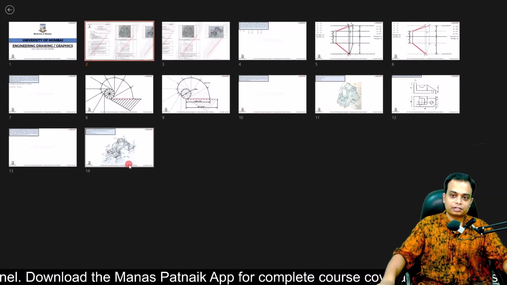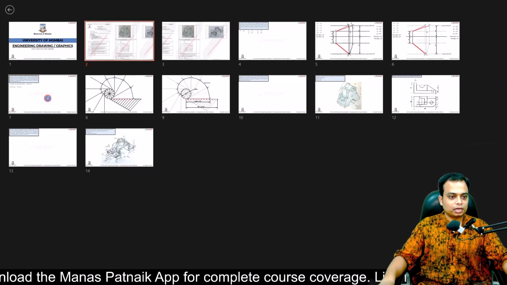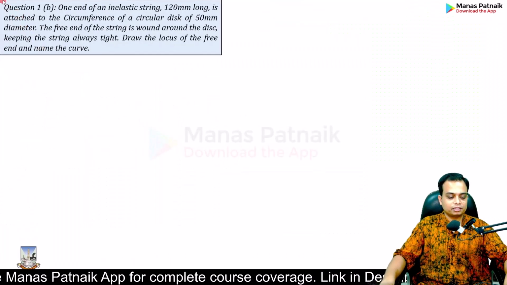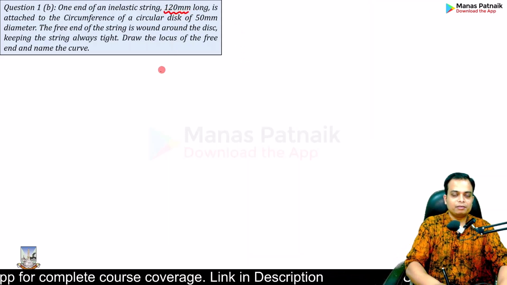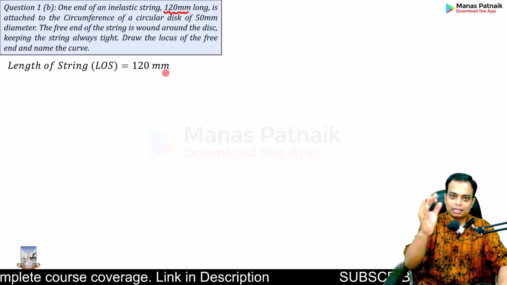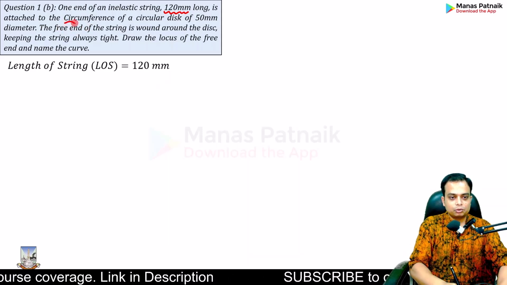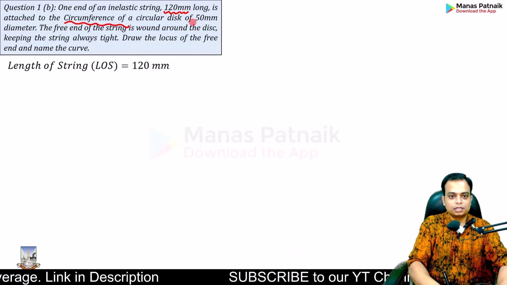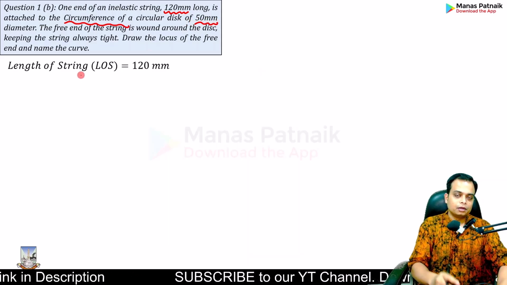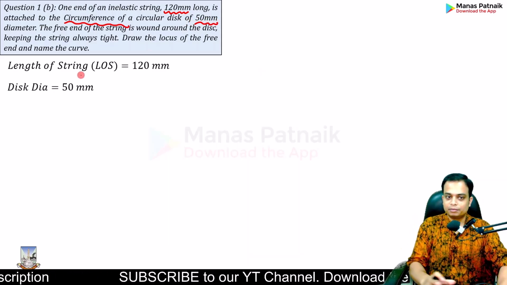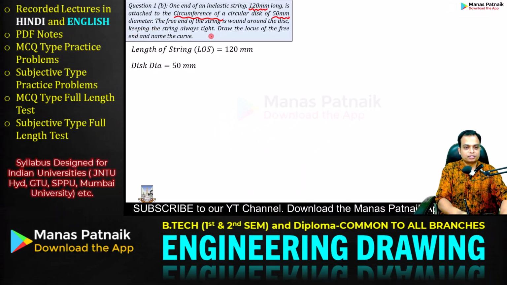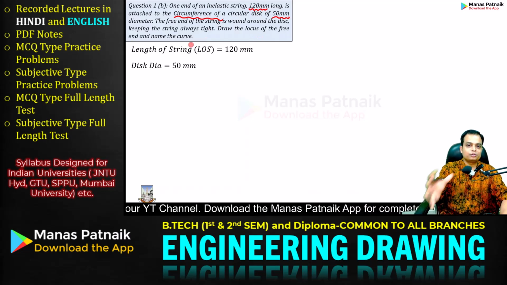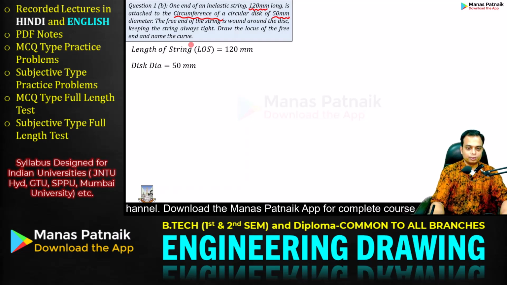Anyway, let's begin the construction. Before that, let's read the question once again and extract the data. One end of an inelastic string 120 millimeter long, that is your length of the string, is attached to the circumference of a circular disc of 50 mm diameter. Diameter of the disc is 50 mm. Done. The free end of the string is wound around the disc, keeping the string always tight. Draw the locus of the free end. The locus of the free end will eventually transition into an involute.